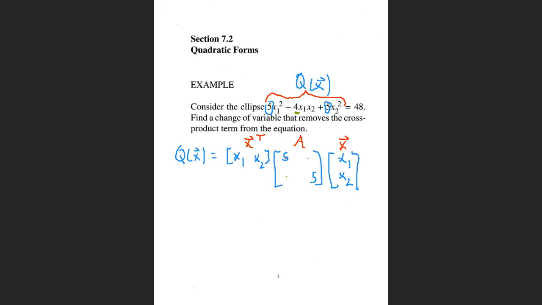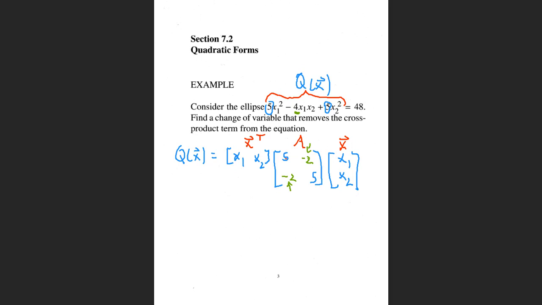Well, we look at -4. What do we do with -4? Do you remember? Mikhail, can you say what we do? We half it. That's right. So this gives us -2 and -2. So now we have our matrix A.